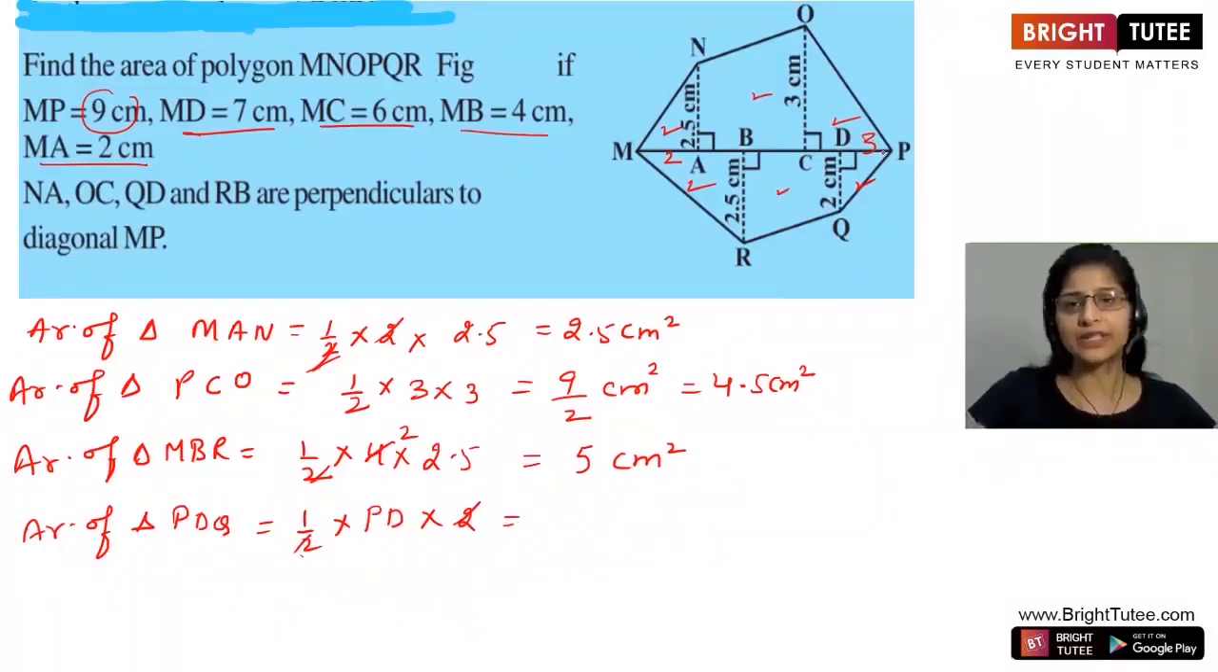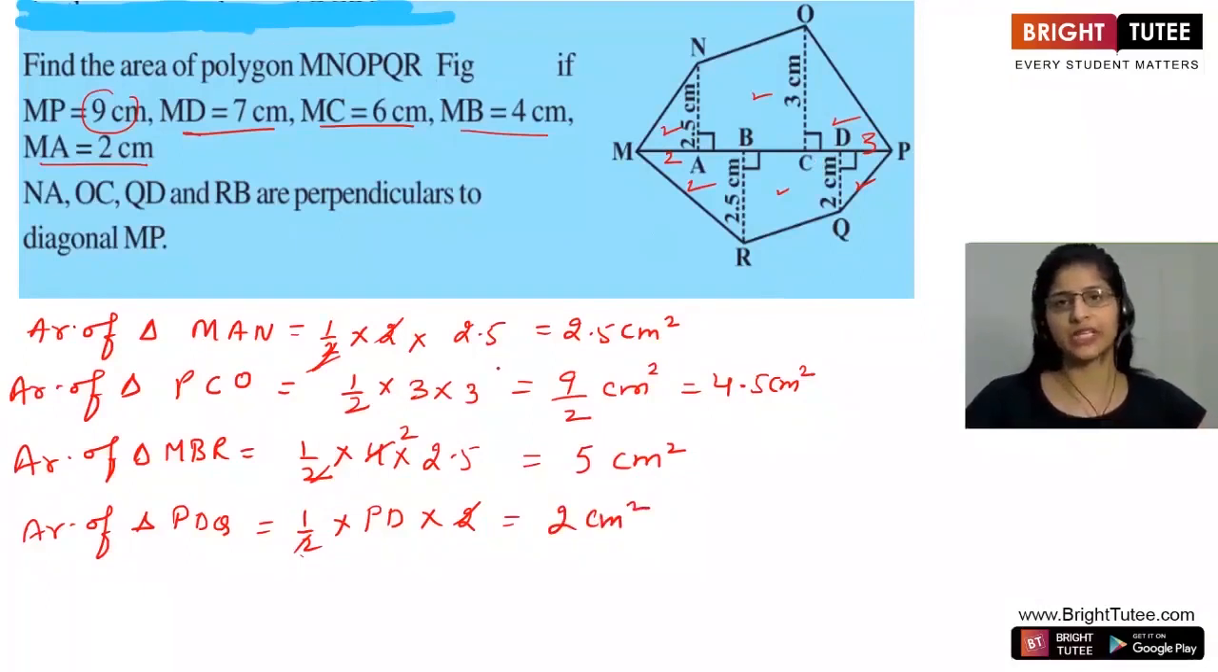So our purpose is to calculate PD. So just see here now. We know that MD is 7 and MP is 9. From MP, if we subtract MD, MP is how much given? 9. MD is 7. So how much PD is left? PD is 2 only. Okay, so 2 square centimeter is the area of this triangle. Now all the triangles are completed. We are left with 2 trapeziums.